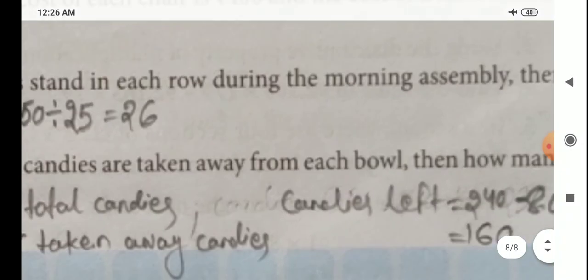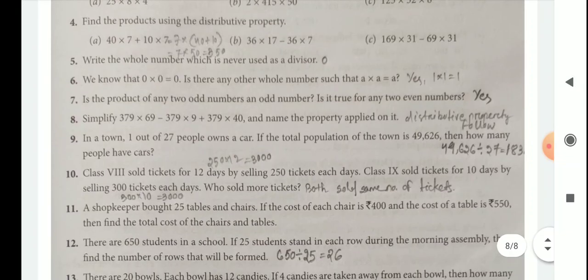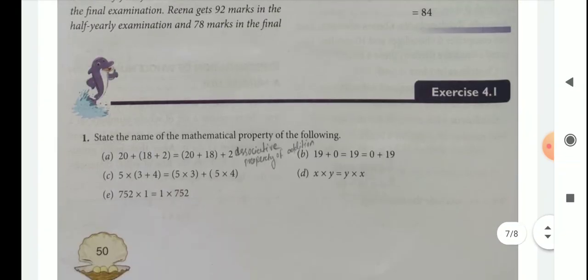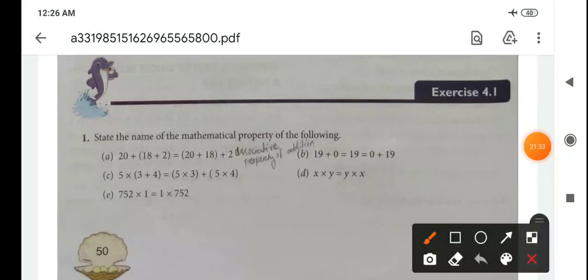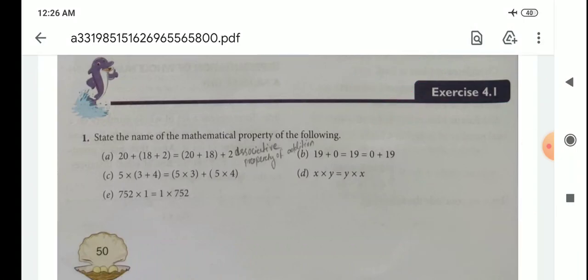So clear children, this exercise? So exercise 4.1 is your homework. You complete it at your home. Before that, you follow all the properties of addition, subtraction, multiplication and division of whole numbers. Then you start this exercise. Okay? Thank you.